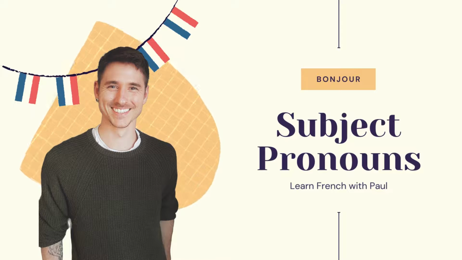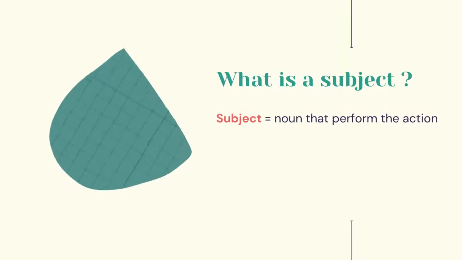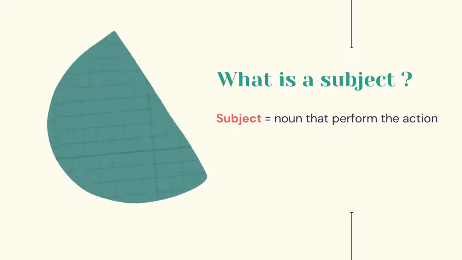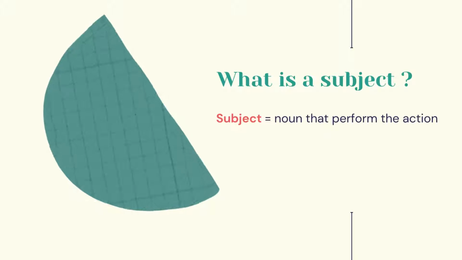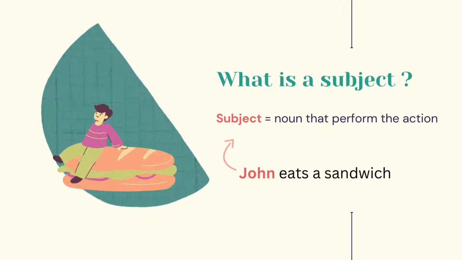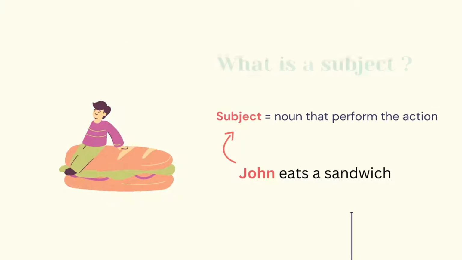Today we are learning the subject pronouns. What is a subject? A subject is the noun that performs the action. It is usually located at the beginning of a sentence and is followed by a verb. For example, in the sentence, John eats a sandwich. John is the subject because he is the one performing the action of eating the sandwich.